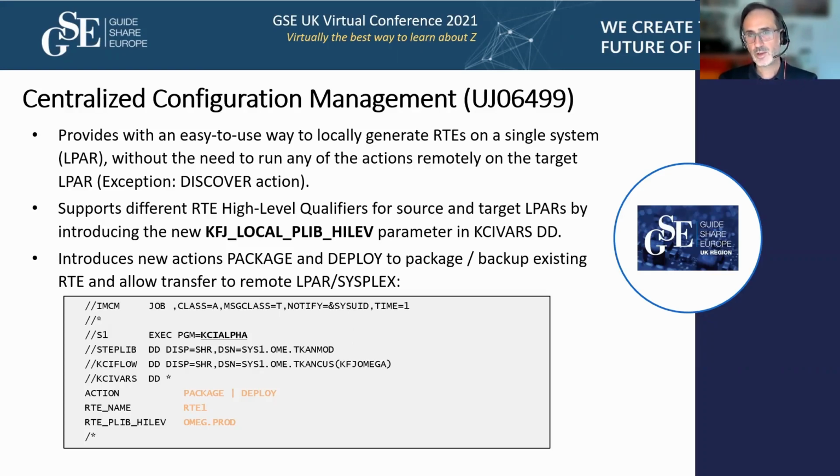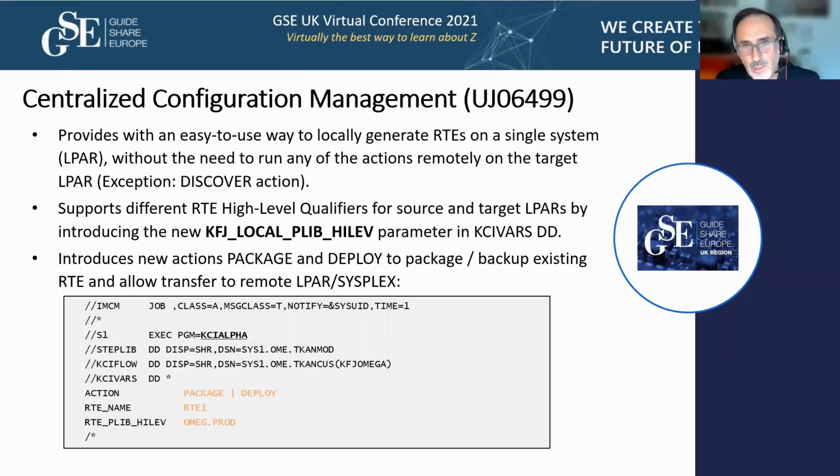So with the centralized configuration management, now you can do two things. You can generate your RTEs on a local system, on a local LPAR, for example, and you can package the RTE in a set of transferable images and deploy those images on your target system. So that therefore reduces your CPU consumption on the target systems and just keeps everything on a local LPAR that might not be the production LPAR.